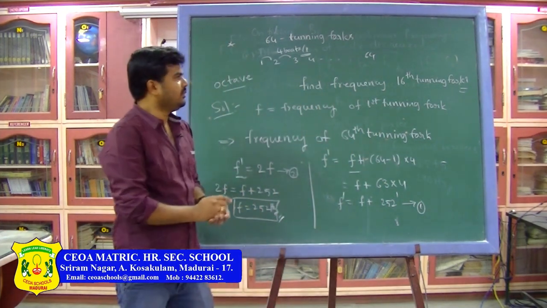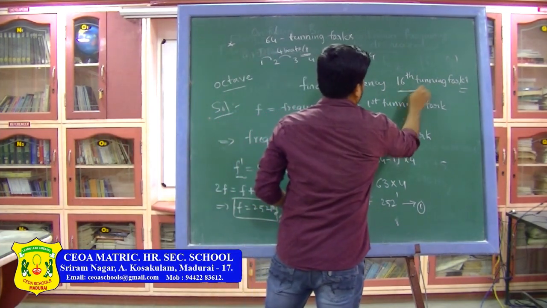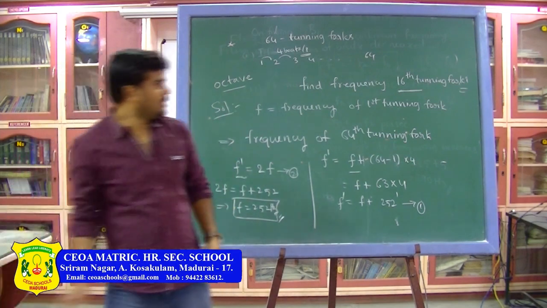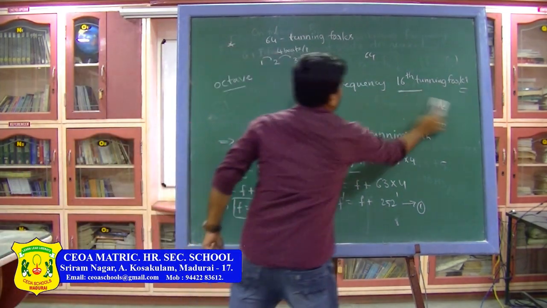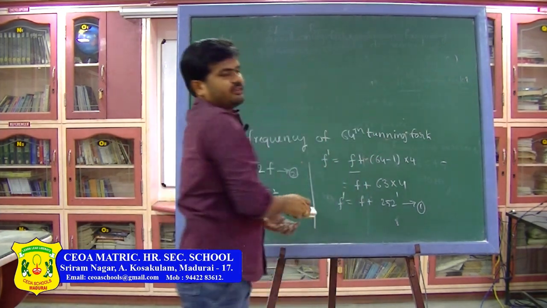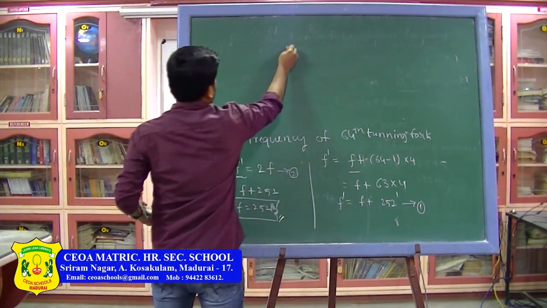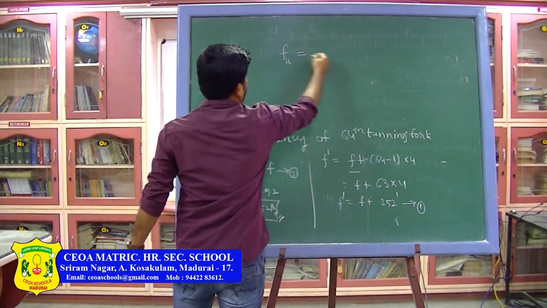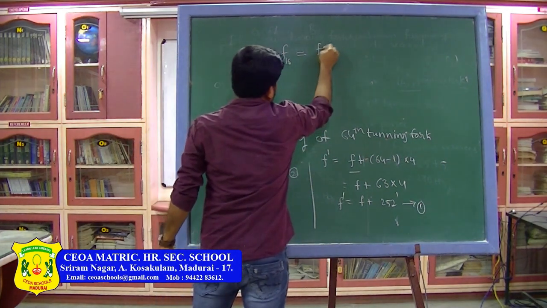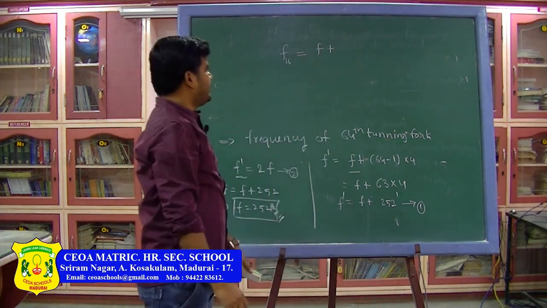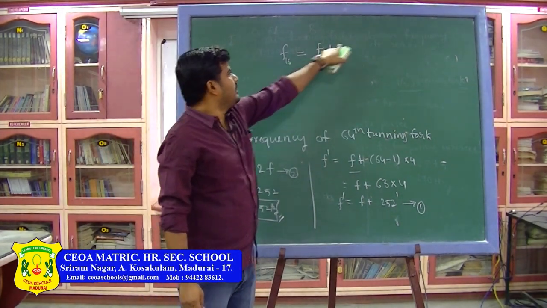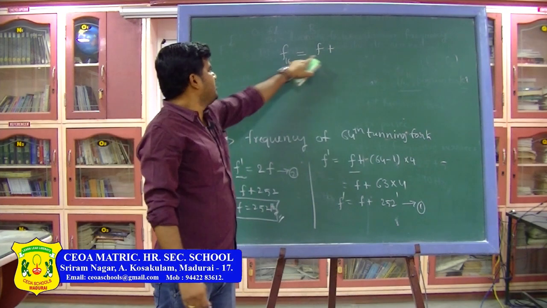Now, let us find out. In our question we have to find the frequency of the 16th tuning fork. So, let me take it as f 16, that is the frequency of the 16th tuning fork. We can take the first tuning fork frequency plus, because I am taking the first frequency, after that how many will be there, 16 minus 1, 15.